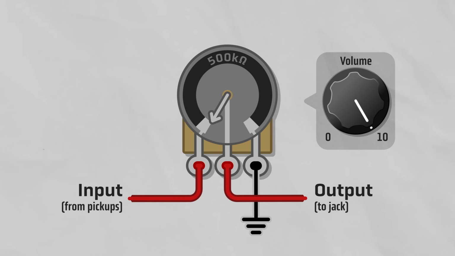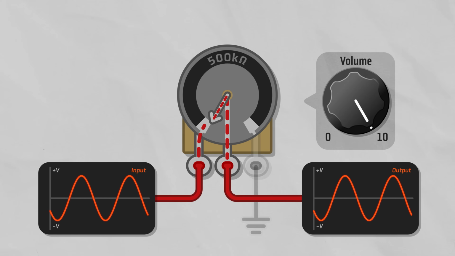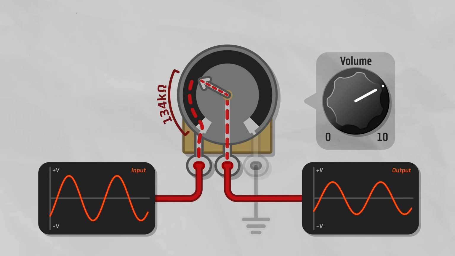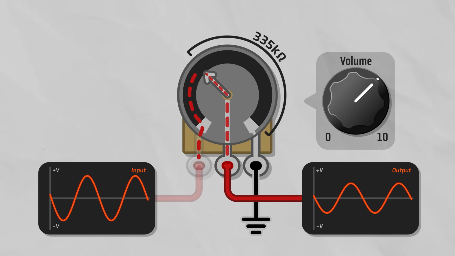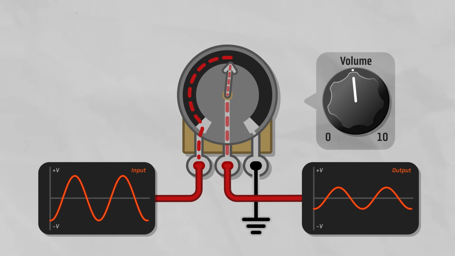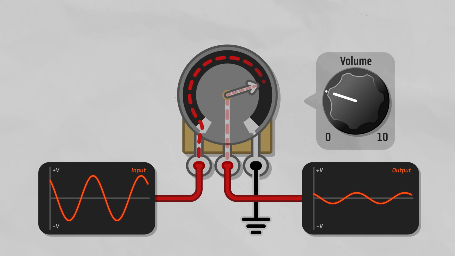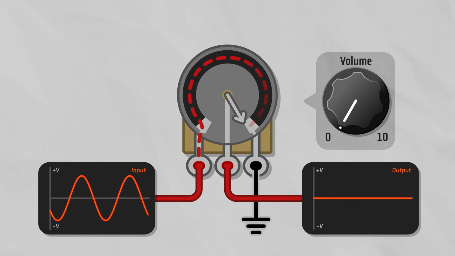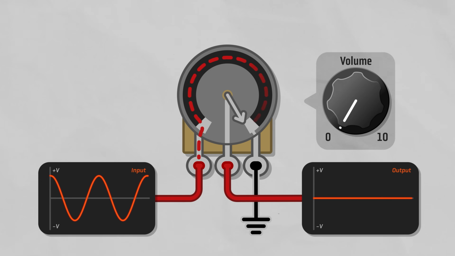When turned all the way up, you'll see that the input and output are directly connected with no resistance, and they're separated from ground by the maximum amount of resistance, in this case 500 kiloohms, which gives us our audio at full volume. As we turn the volume down, the resistance between the input and output increases, while the resistance between the output and ground decreases. Electronically, this divides the voltage and lowers the volume of the signal. When rolled all the way down, our output connects directly to ground, killing the signal.